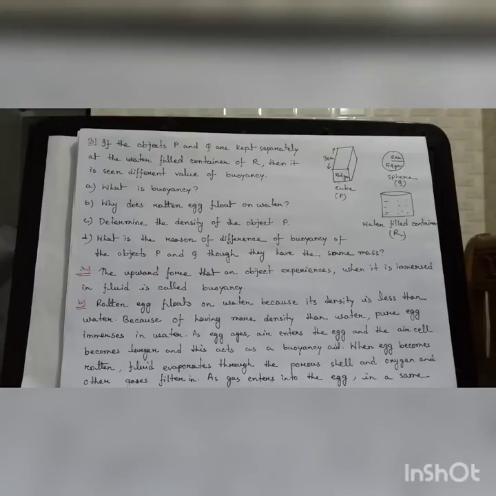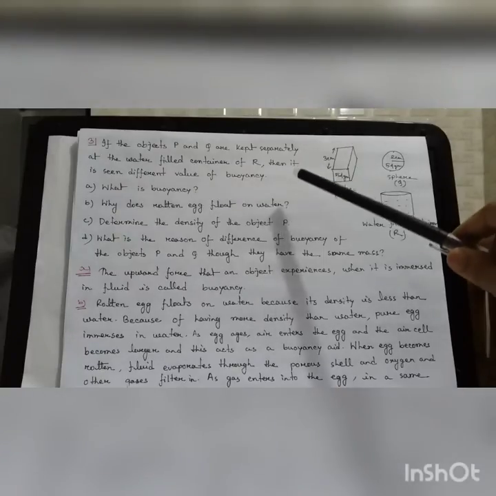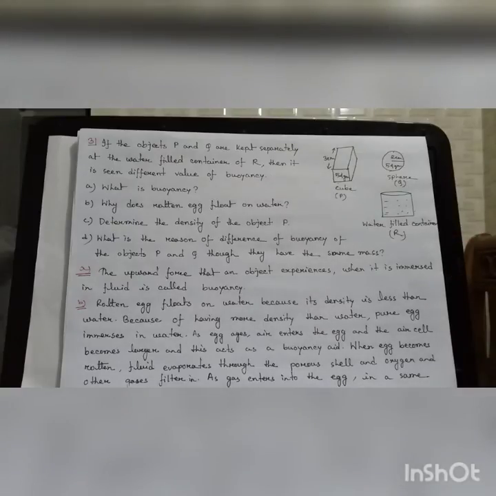According to this theme, what are the questions? Our first question is, what is buoyancy? Second one is, why does a rotten egg float on water? Third one is, determine the density of the object P. And the last question is, what is the reason for the difference of buoyancy of the objects P and Q, though they have the same mass? From the diagram, we find that the mass is the same for both objects, 54 gram, but it is also mentioned in our statement that the buoyancy is different. So what is the reason behind this? We have to find out.